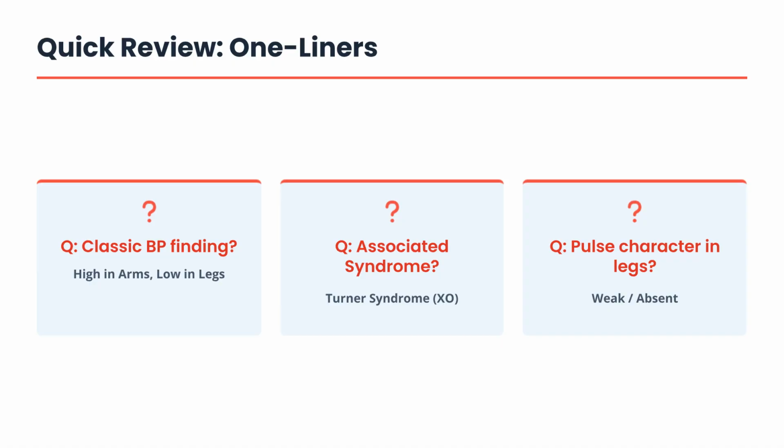Let's review these key points. The classic BP finding is high in the arms and low in the legs. The associated syndrome is Turner syndrome, and the pulse character in the legs is weak or absent.